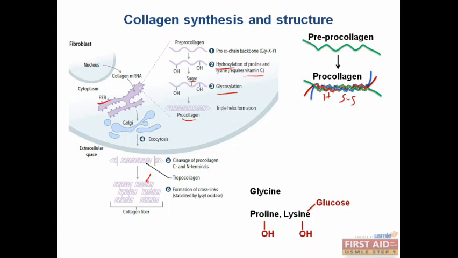Procollagen is then transported from the ER to the Golgi, and does that step require COP1 or COP2? That would be COP2, which is for anterograde transport. What happens to collagen once it's in the Golgi? Actually, not much happens in the Golgi at all. It's just used to transport the molecule out of the cell.